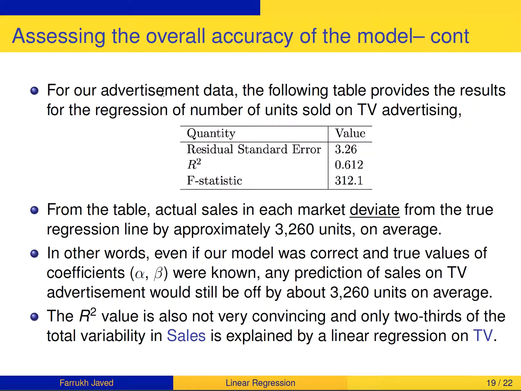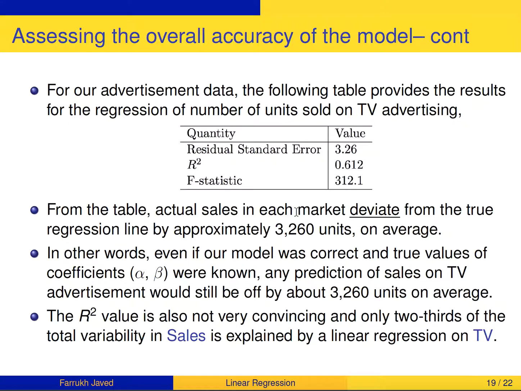So let's have those values. For our advertisement data, the same data, and for the regression of number of units sold on TV advertisement, we calculate those. RSE is 3.26, R square is 0.612, and the F statistic is 312.1, right? Now let's understand what it means.